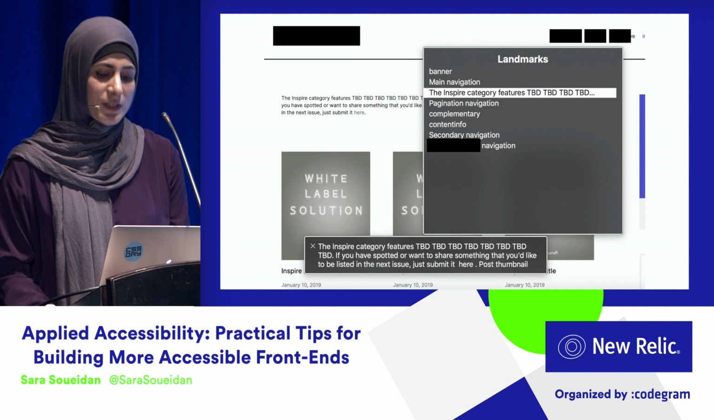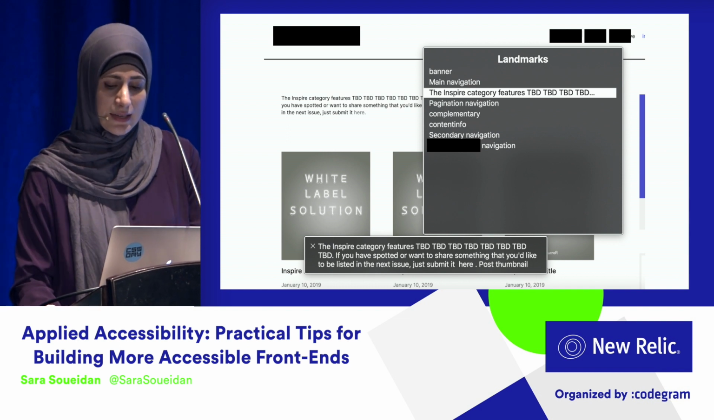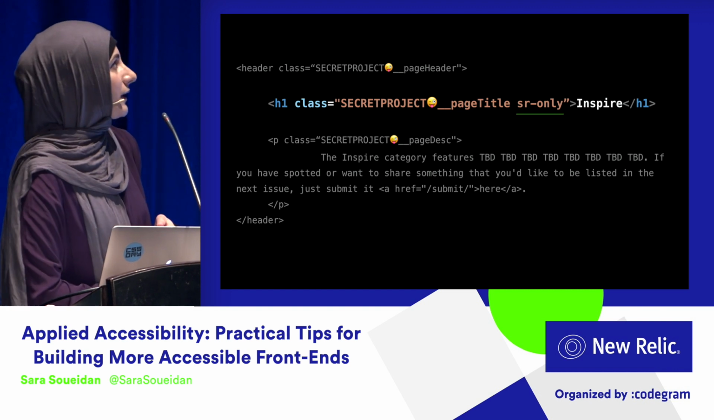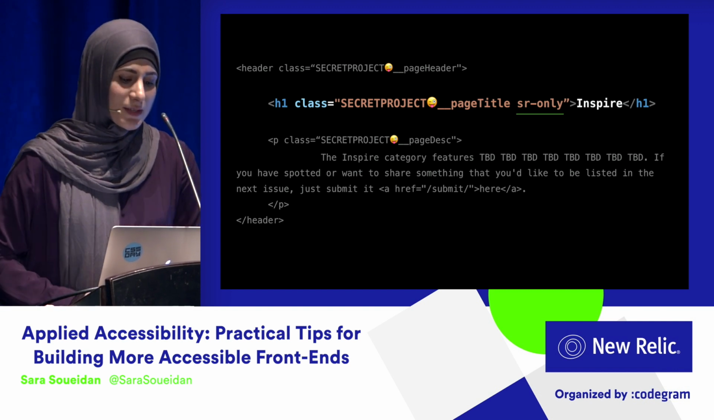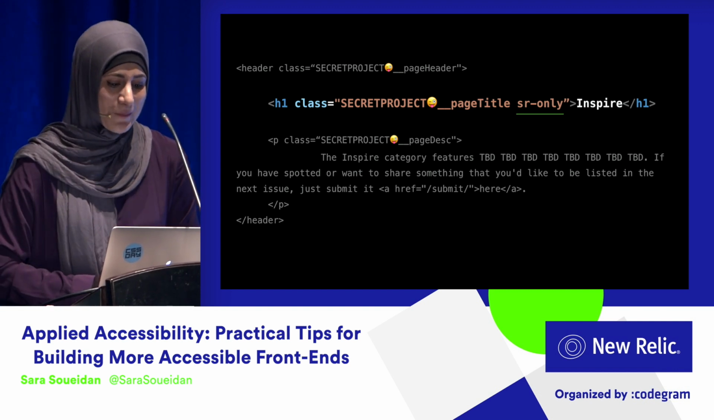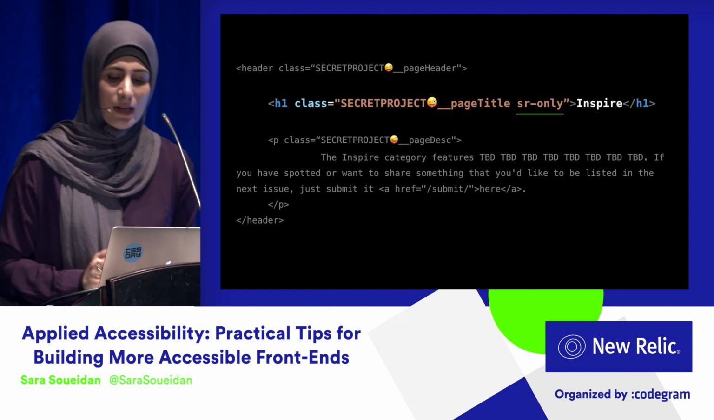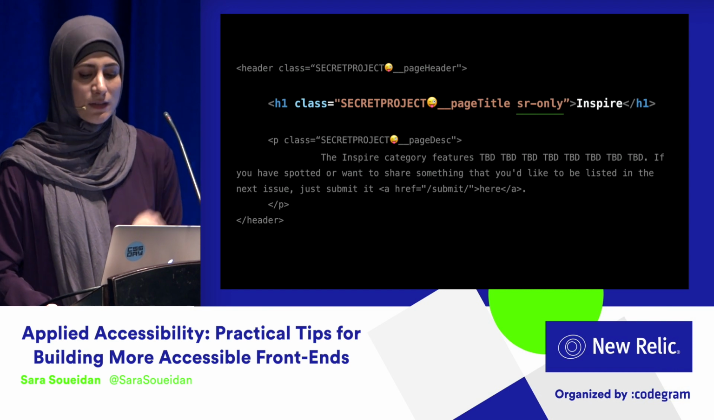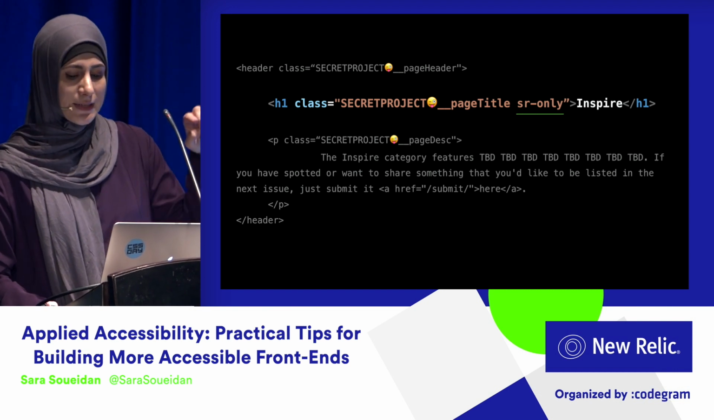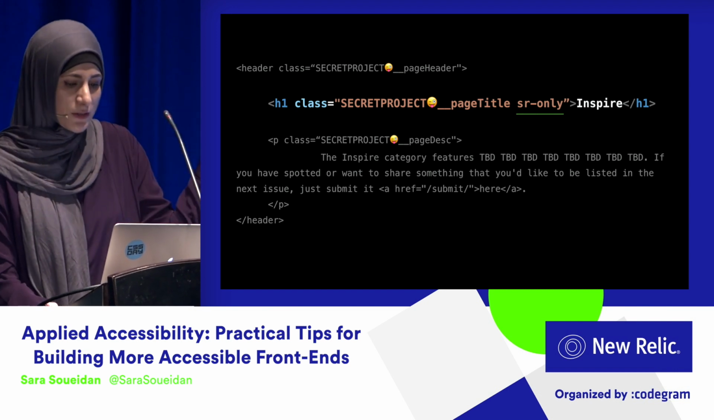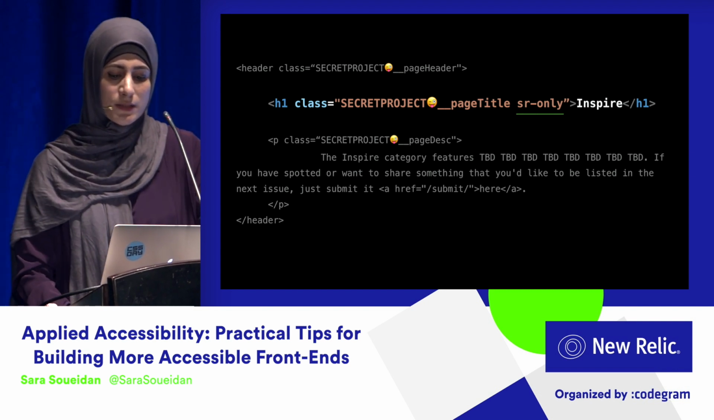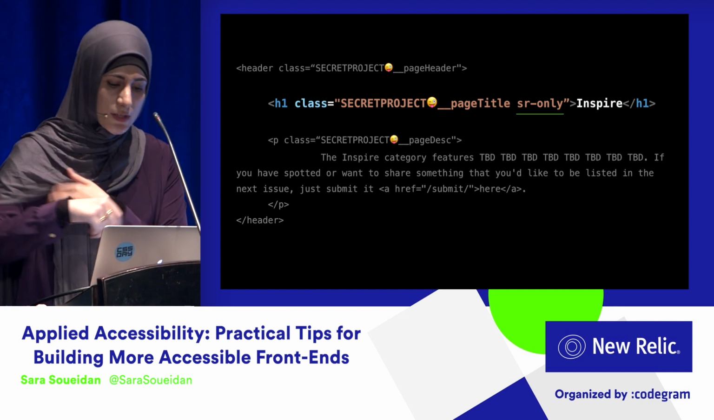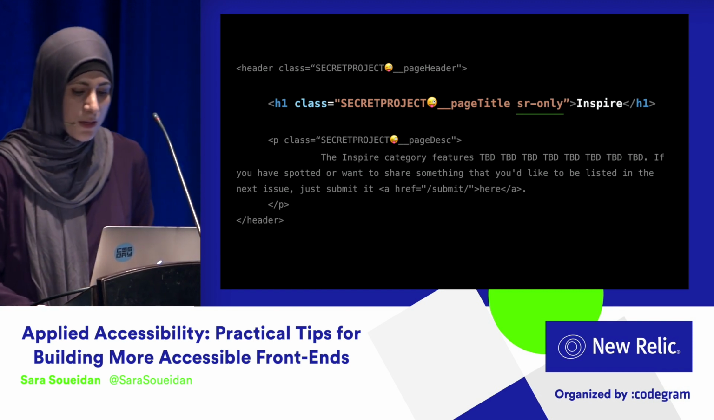The solution for this one was pretty straightforward. I added a heading that's only exposed to screen reader users. I have an H1, secret project page title, SR only. This class name, I'll talk a lot about hiding content accessibly in the next section, but for now, it's enough to say that this class applies styles that will hide this piece of text visually, but it's still making sure that it's accessible for screen readers. We'll see the CSS associated with that in the next section.